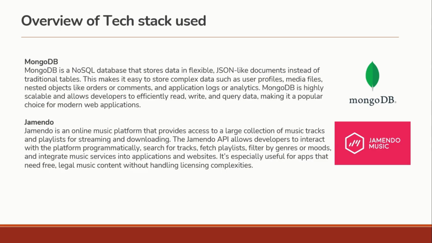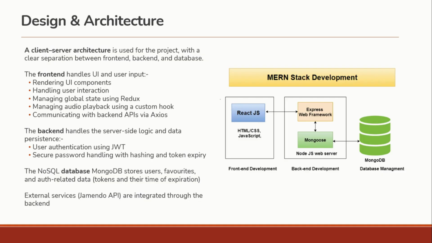The Jamendo API allows developers to search for tracks and fetch playlists. This can help us integrate music services into applications and websites. Let's look at the design and architecture of the project. A client-server architecture has been used with a clear separation between front end, back end, and database.